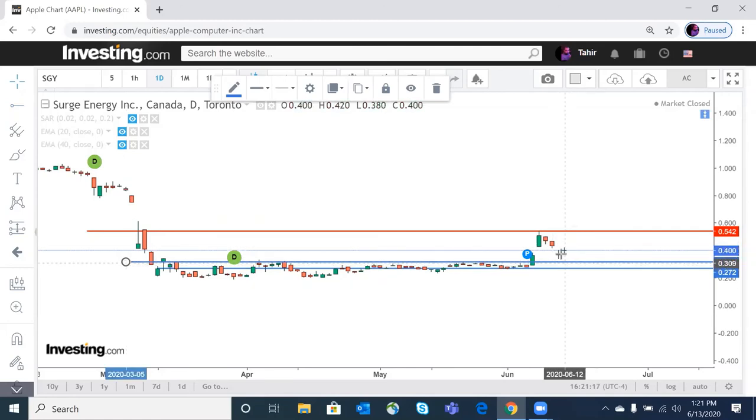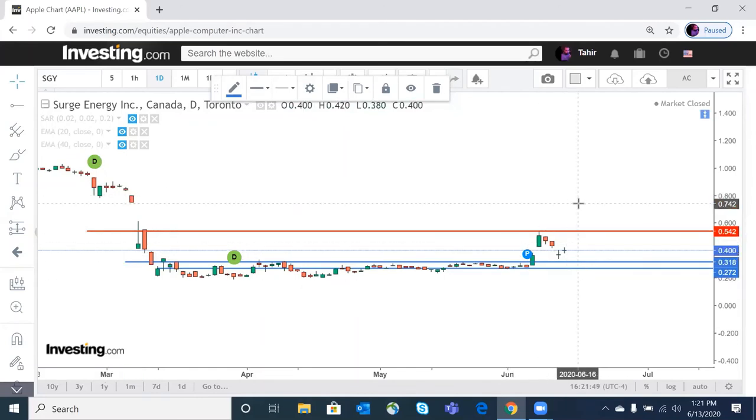It's never 100%. Support level and resistance level are the indicators that it can go till this level. So it made a lower point which is close to its support level and started going up. The upside of this stock is 0.54 and the downside is 0.32, so upside is more and downside is less, so the risk to reward ratio is positive.